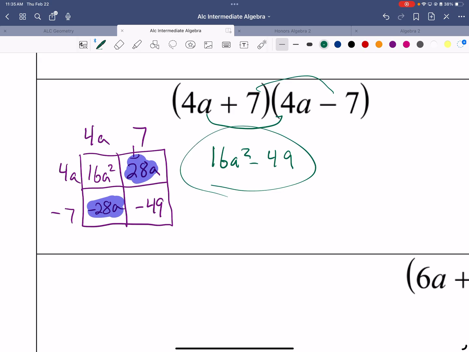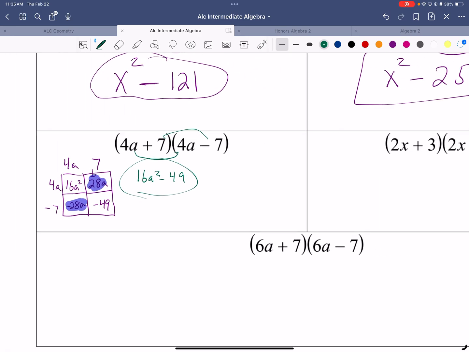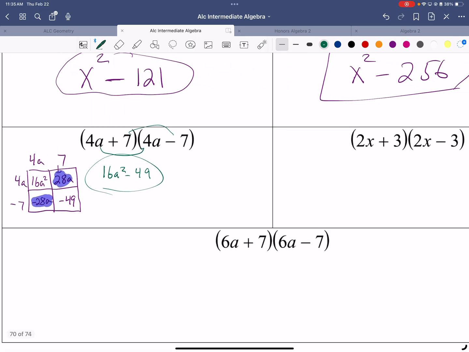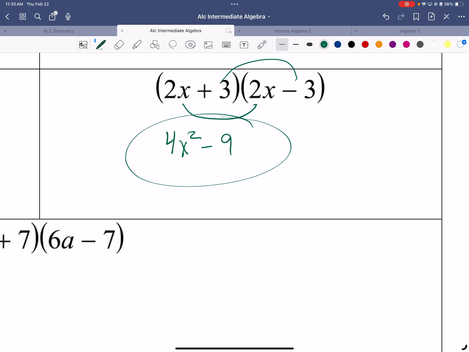So if you're not sure, are they differences of squares? If you're not sure, use the box method. Okay. So this next one. Are they differences of squares? Are the terms the same? Yes. Do they have a positive and a negative? Yes. So 2x times 2x, 4x squared. 3 times negative 3, negative 9. There's your solution. And you're done.